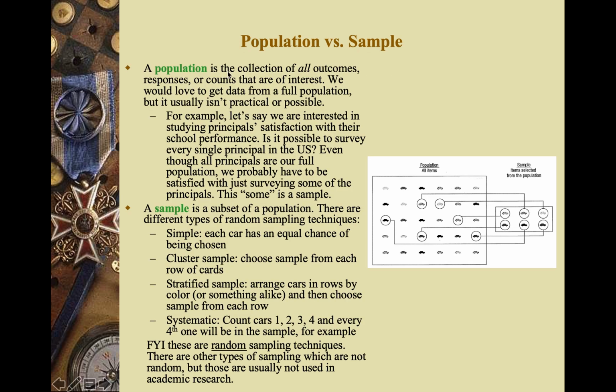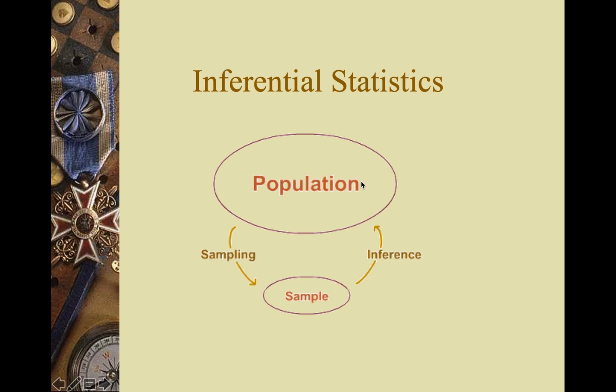The example from here too is maybe our population is all principals, and we decide our sampling method, and then we just have some of the principals, and that some makes up our sample. Based off us studying that sample, that some of the principals, we can make inferences or conclusions about the population.